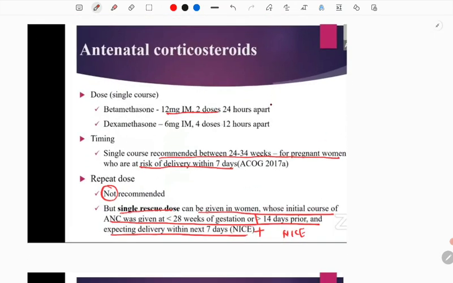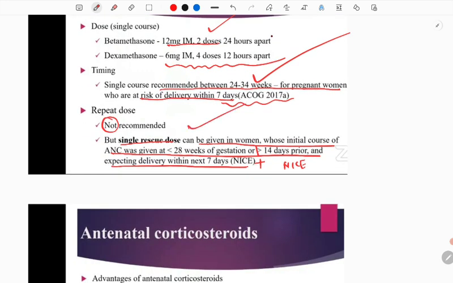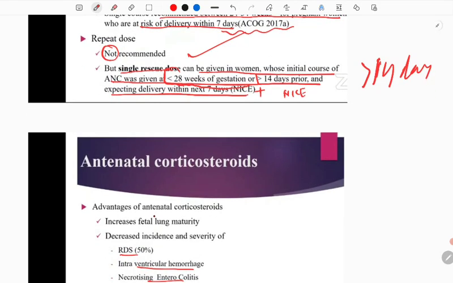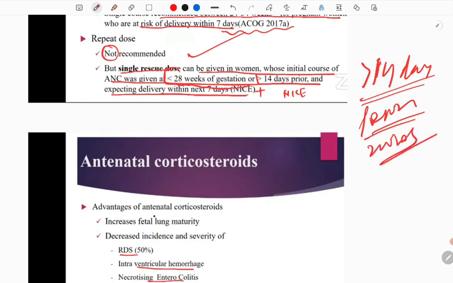Antenatal steroids: betamethasone 12 mg, 2 doses 24 hours apart, or dexamethasone 6 mg, 4 doses 12 hourly. A single course is recommended between 24 and 34 weeks for pregnant women at risk of delivery within 7 days. Repeat dose is not recommended, but a single rescue dose can be given to women whose initial course of ANC was given at less than 28 weeks of gestation, or more than 14 days prior, and who are expecting delivery within the next 7 days.